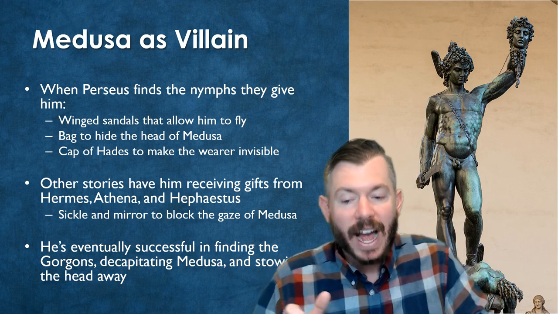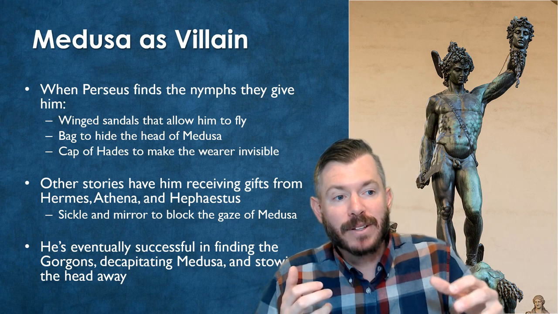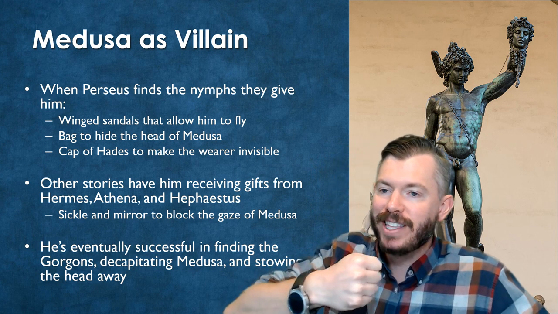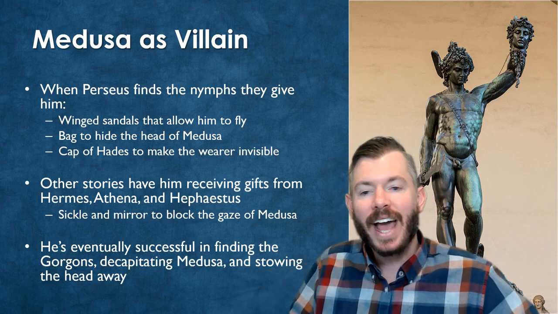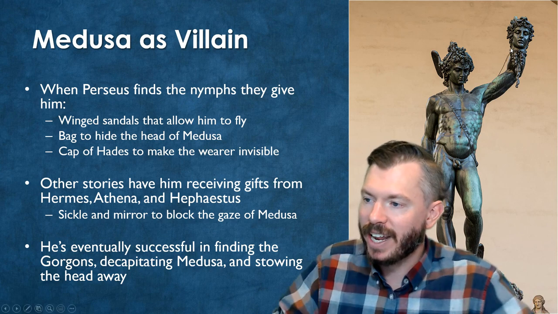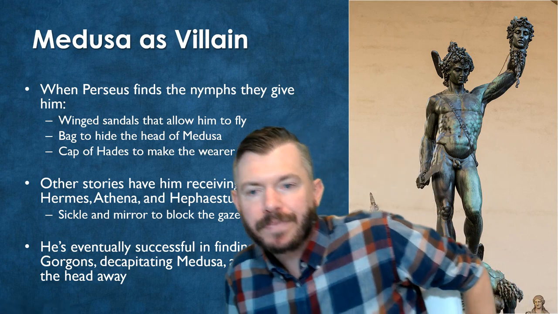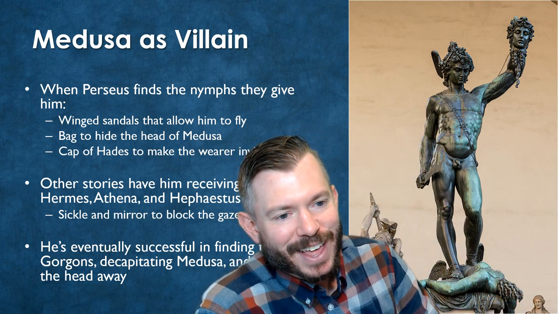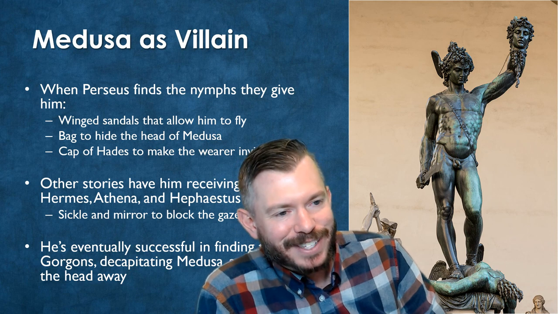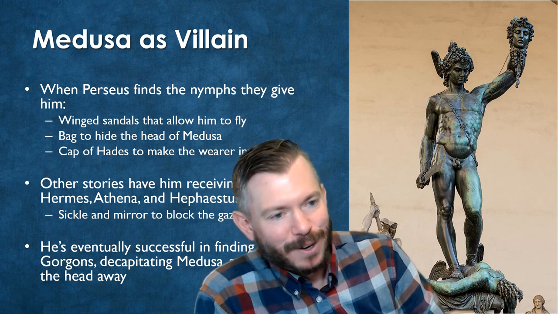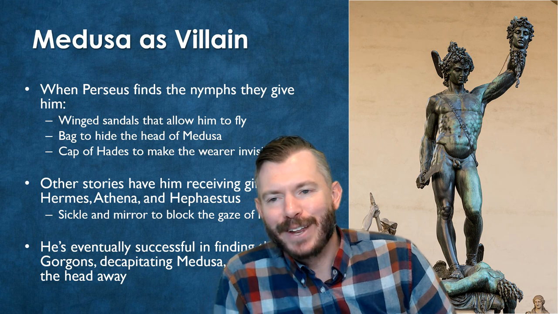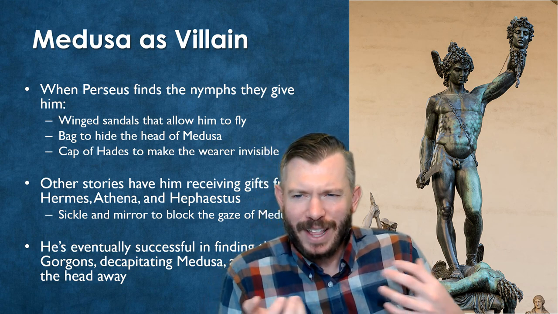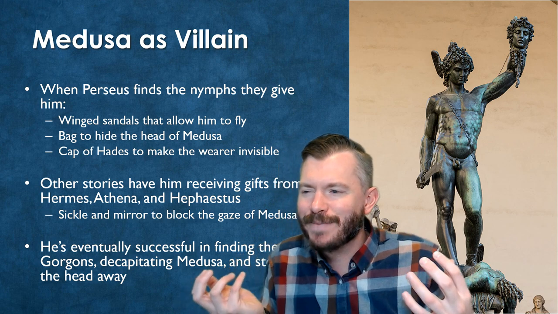So eventually he is successful in getting these things. He's successful in finding the Gorgons. He's able to decapitate Medusa in some stories, again, using that shield to reflect the gaze, and then cutting off the head of Medusa and putting it in the bag for safekeeping. Here you're looking at, in my opinion, one of the coolest Renaissance statues, depicting Perseus with the head of Medusa. It's found in Florence. This is a replica here, but it really is emblematic of the Renaissance, all right?